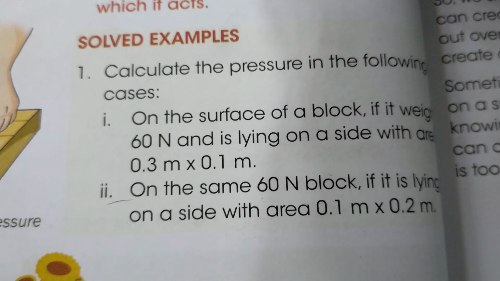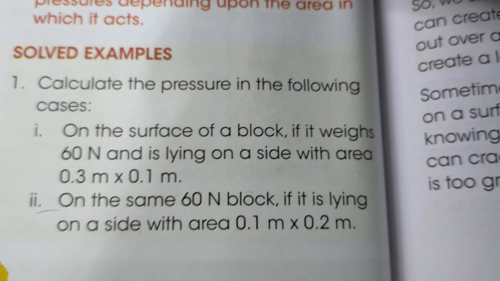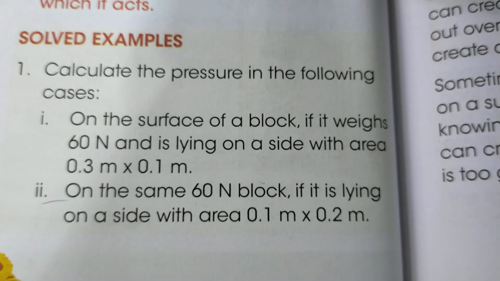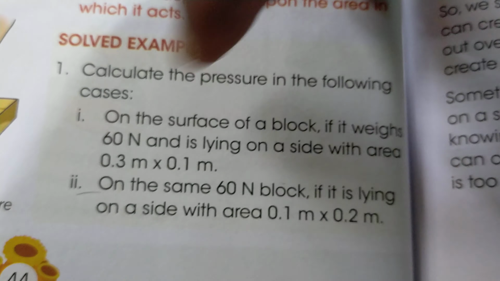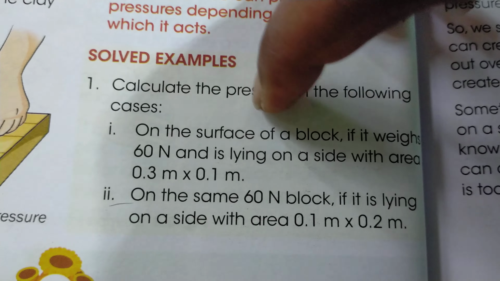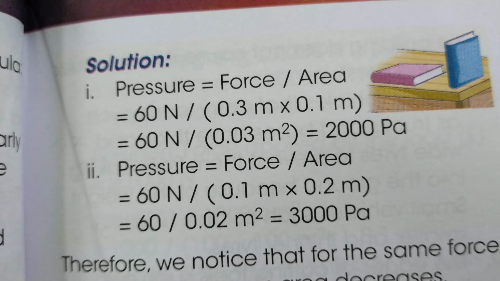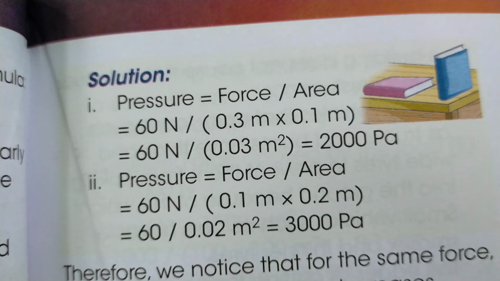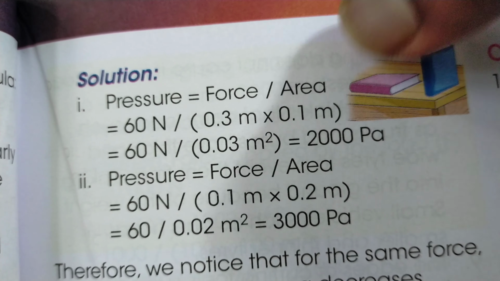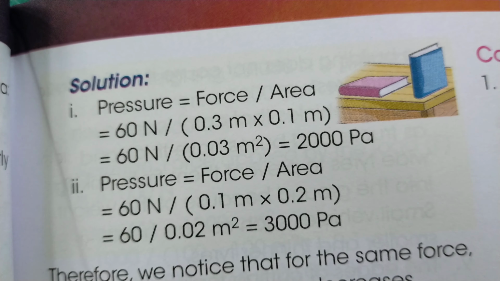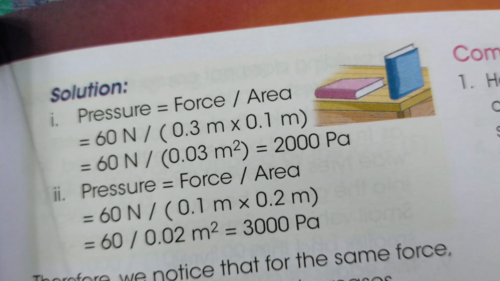You can see a solved example also. A block weighs 60 Newton and is lying on the side with area 0.3 meter into 0.1 meter. You see force is given as 60 Newton, and length and breadth are given. So you need to calculate pressure here, right? Pressure we know is force per unit area. Force was given as 60 Newton and area is 0.3 into 0.1. So after calculation, you will get 2000 Pa.